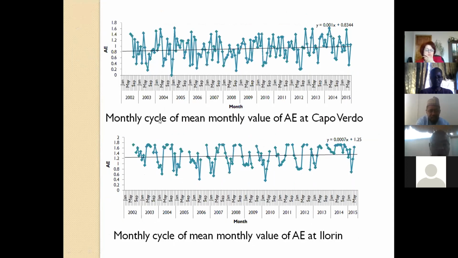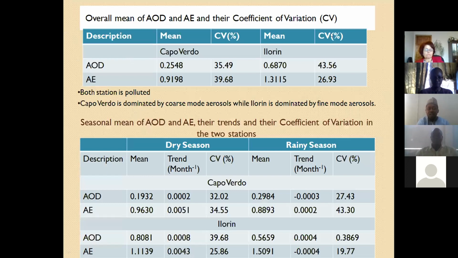For the size distribution, the monthly cycle for the AE in Cape Verde shows an increment, meaning that there are more fine modes, which are anthropogenic aerosols. So human activity is increasingly influencing the types of aerosol at this site. Similarly for e-learning. So these are some of the results.